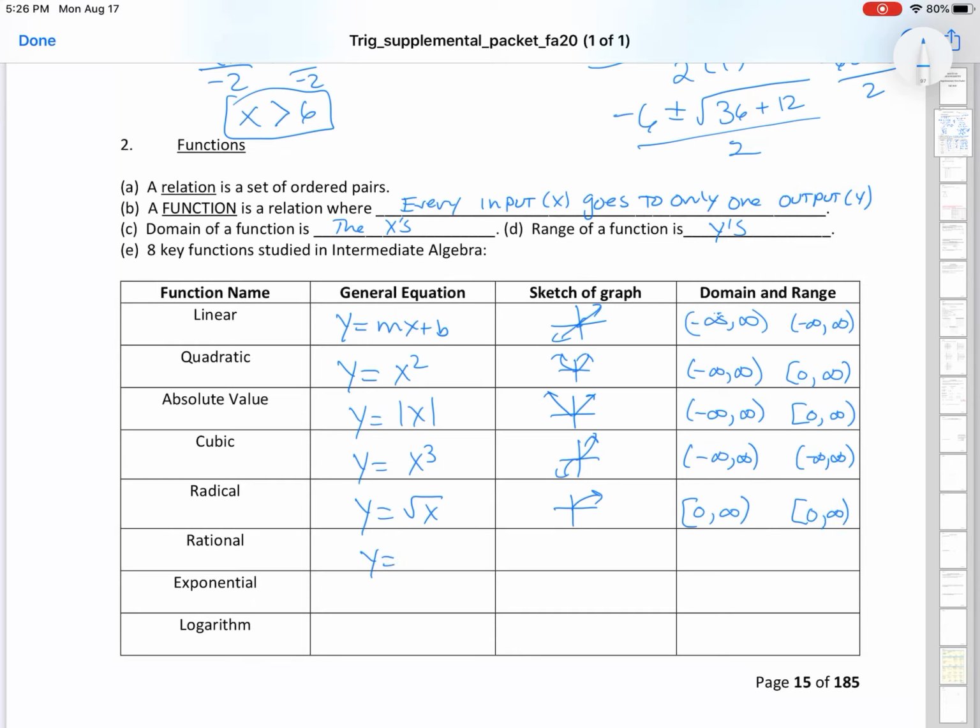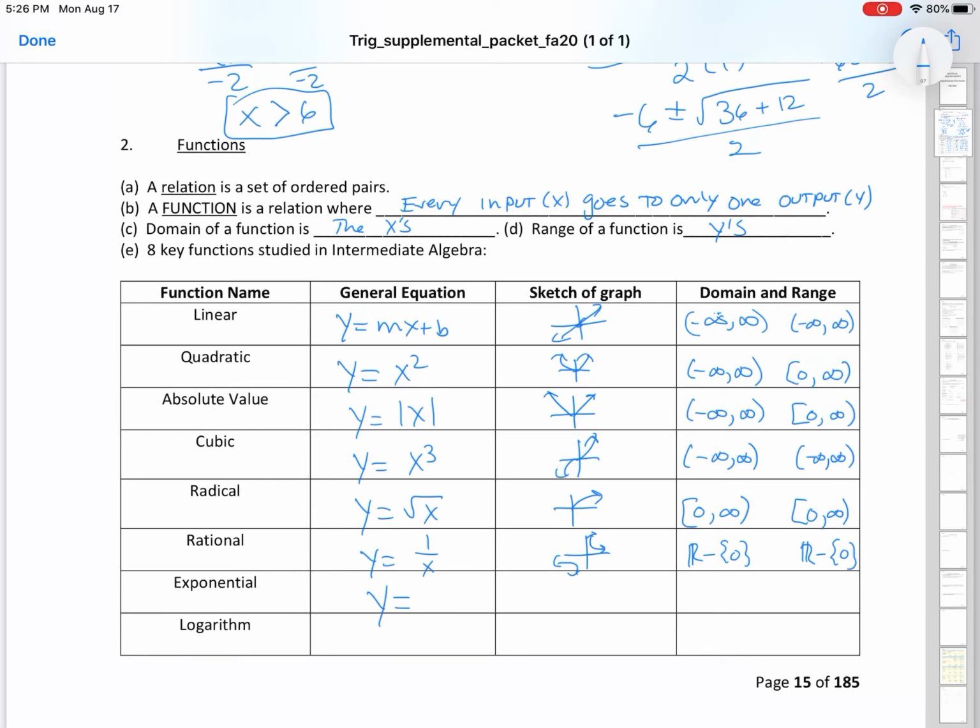Rational function, y equals 1 over x. We saw that earlier. Looks like this. And they're going to ask about these functions in the appendix sections. And what's its domain? All reals except 0. And its range is all reals except 0. Just trying to fit it into that box.